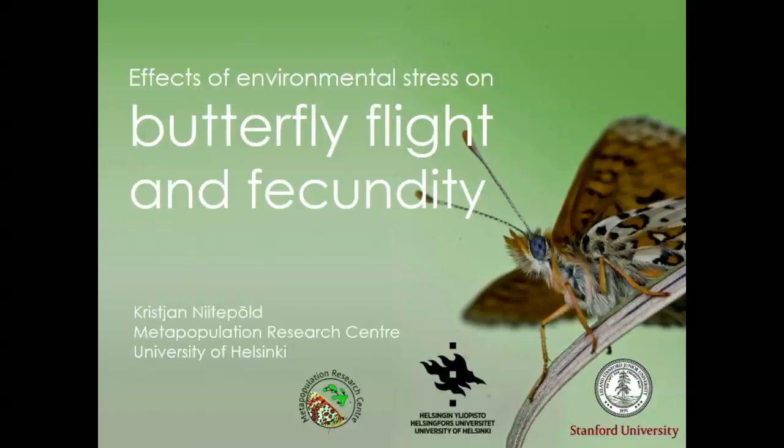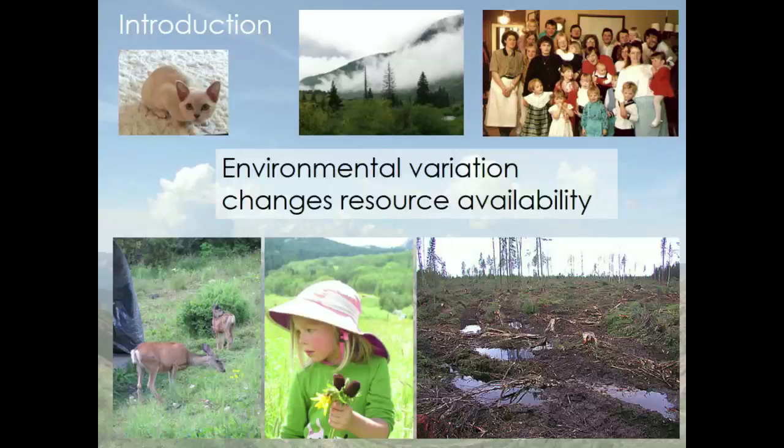I'm going to continue on topics such as environmental variation and how that affects the life of animals. As we know, most organisms live in varying environments. Basically there's short-term variation in weather conditions, but also large-scale patterns such as habitat loss and fragmentation, the spread of invasive alien species, and climate change. So very large changes and problems for many organisms.